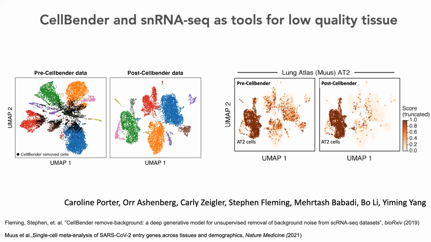In data that I won't really show today, we actually found that single nucleus RNA sequencing rather than single cell RNA sequencing performed better for these samples. And sort of a take-home message, I think, is that for anyone working with really low quality or diseased tissue, using both single nucleus RNA sequencing and CellBender might be a really good combination.